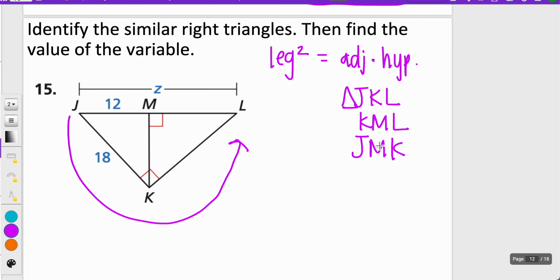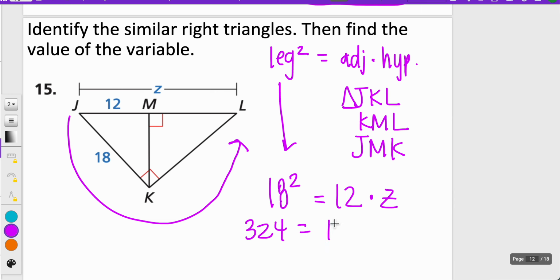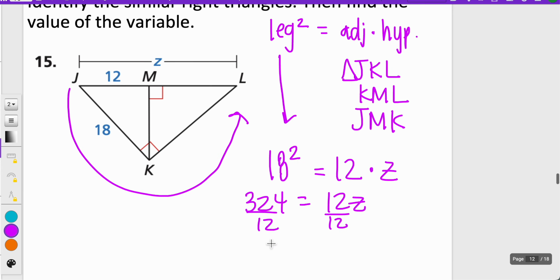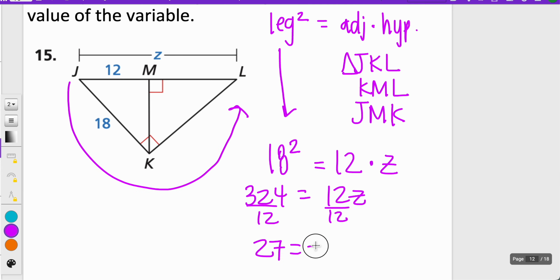Okay, for this one, my leg is 18 squared. So 18, I'm filling that in here, is equal to my adjacent leg, which is 12, times Z, the entire length of the hypotenuse. 18 squared is 324, is equal to 12 times Z. Dividing both sides by 12, I'm going to end up with 27 is equal to Z.